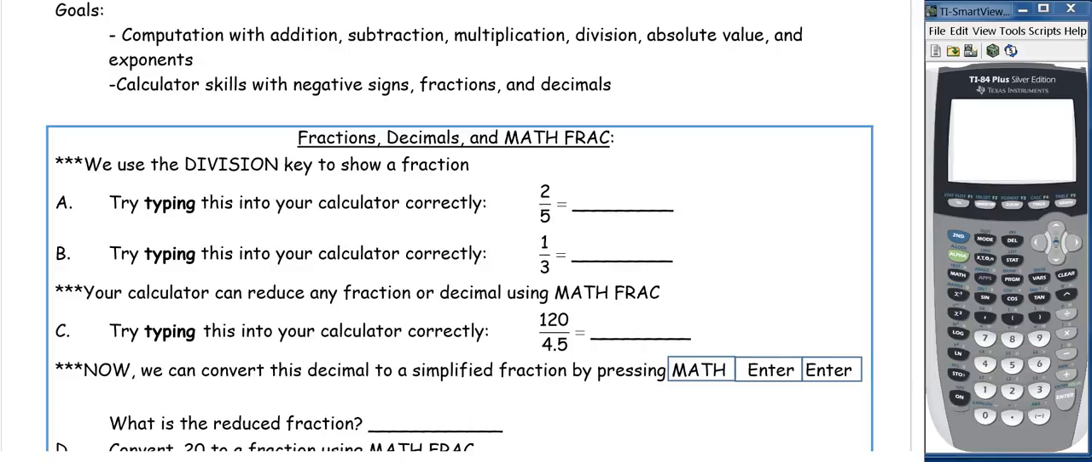This video is about computation with addition, subtraction, multiplication, division, absolute value, and exponents. It's also about calculator skills with negative signs, fractions, and decimals. So first, let's look at some calculator skills involving fractions and decimals.